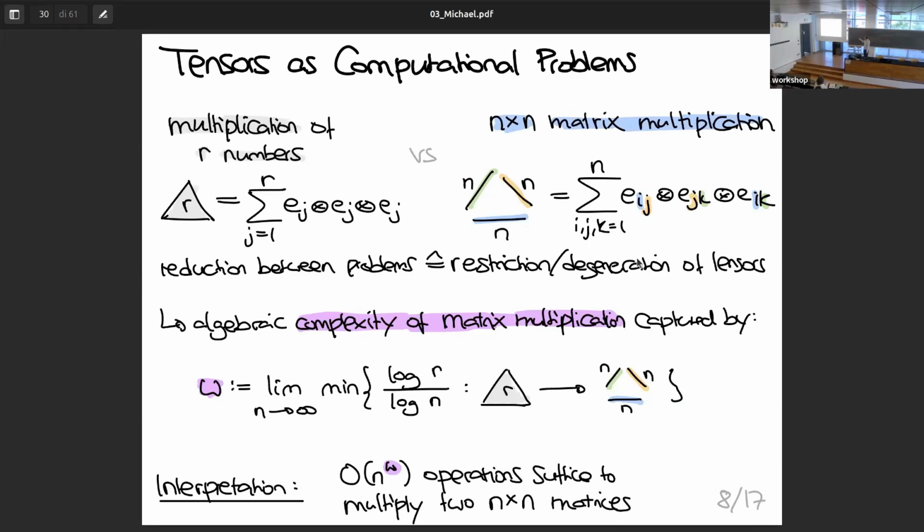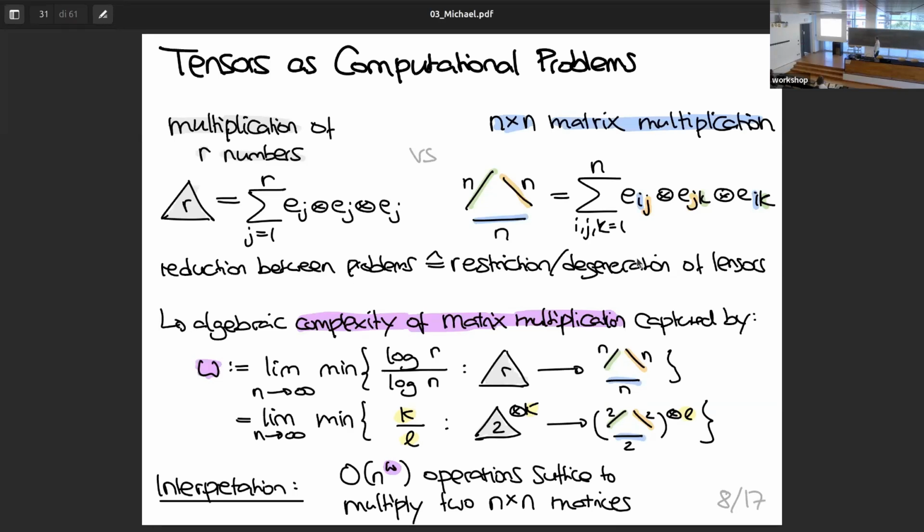Then there's log n to the omega over log n would be omega. Okay, so that's the reason for scaling. A slightly different way of doing it is to observe that k copies of this is another unit tensor of rank or dimension r to the k. So in fact I can slightly rewrite it. I can set r to be 2 to the k and n to be 2 to the l.